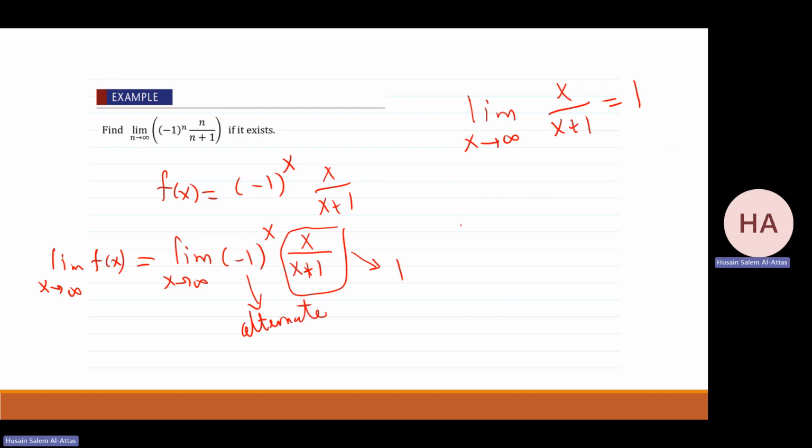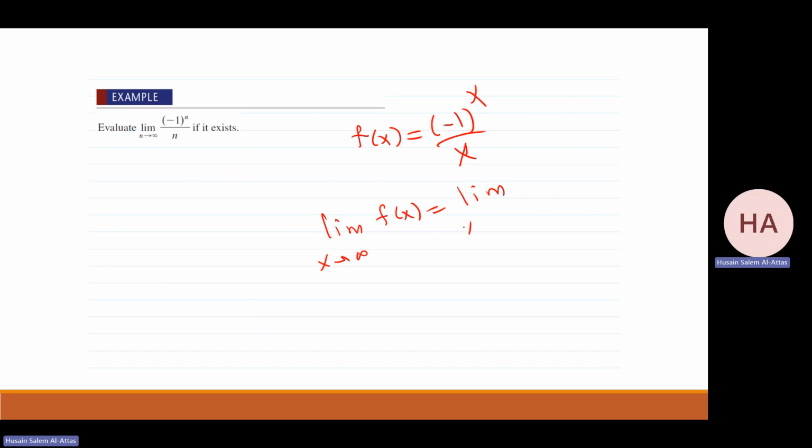So the sequence a_n diverges. I don't know, as n goes to infinity, this goes to 1, that's done. But this one will alternate, so I don't know, it will go to what? To minus 1 or to plus 1. So it diverges.